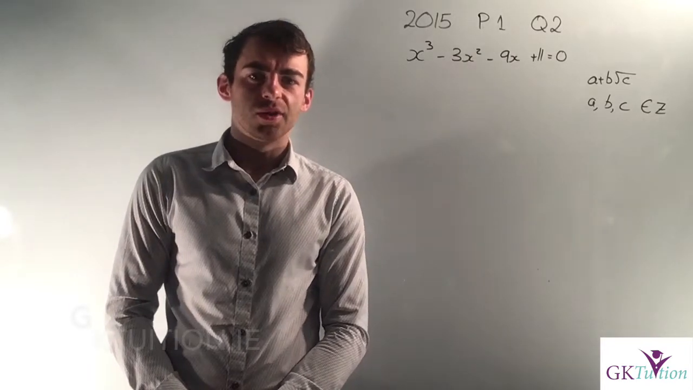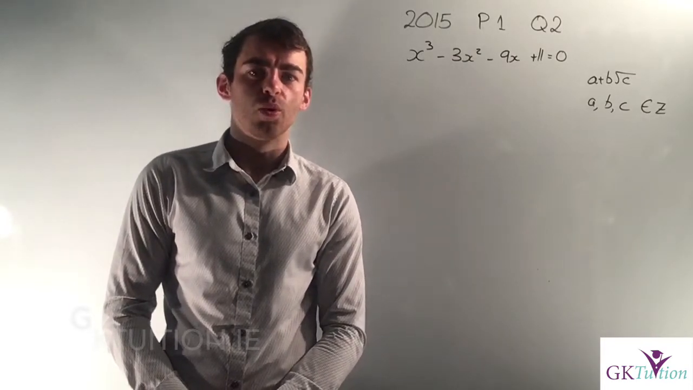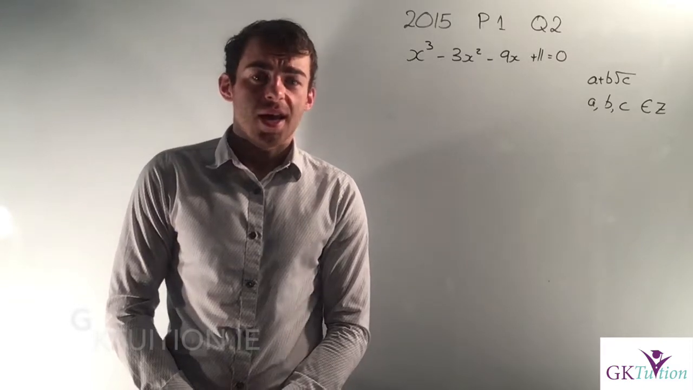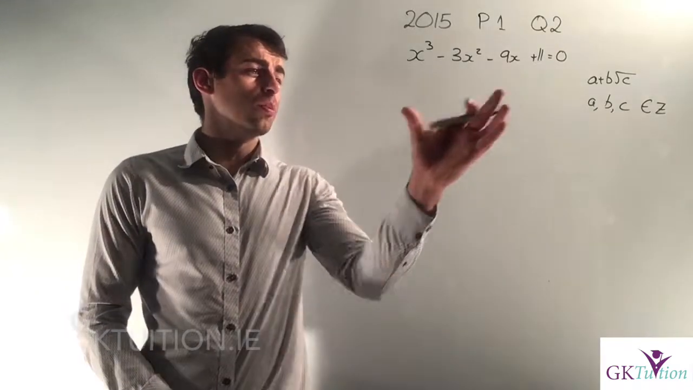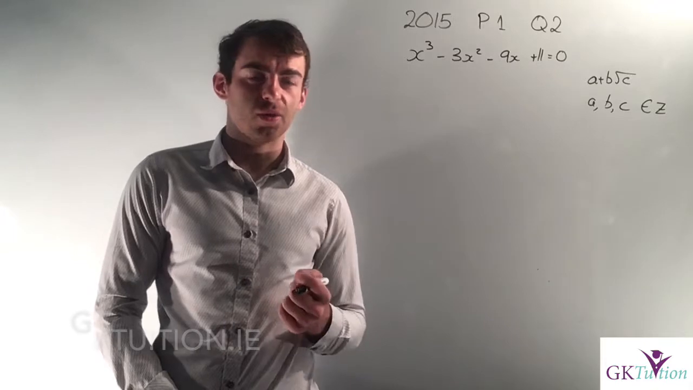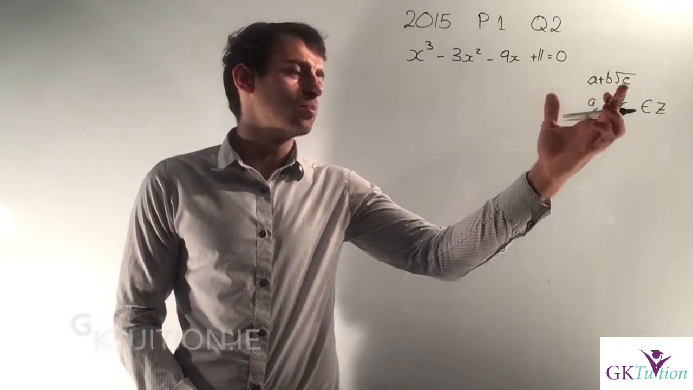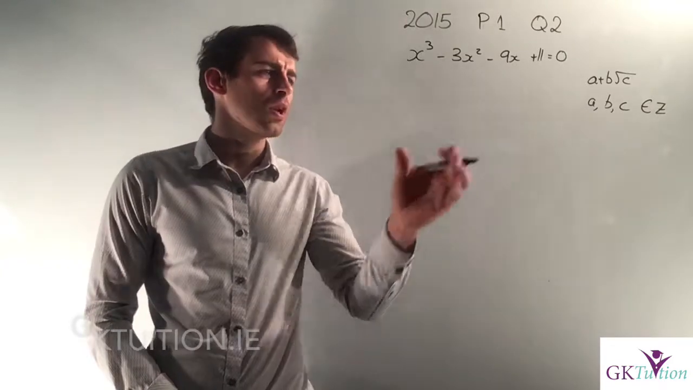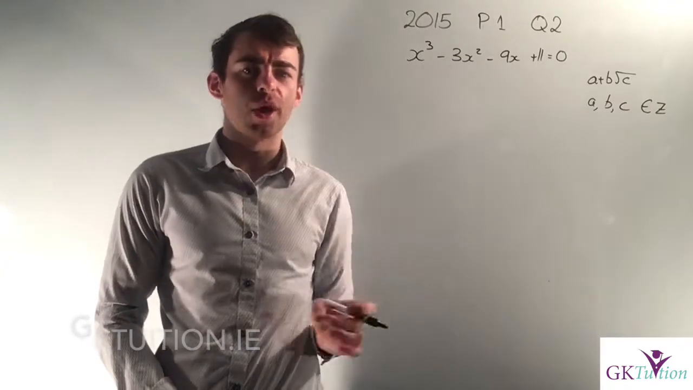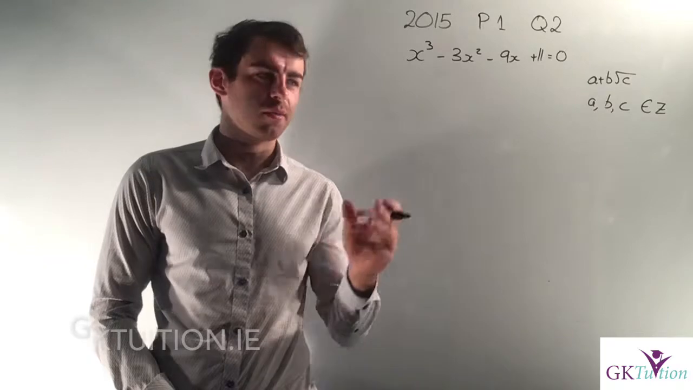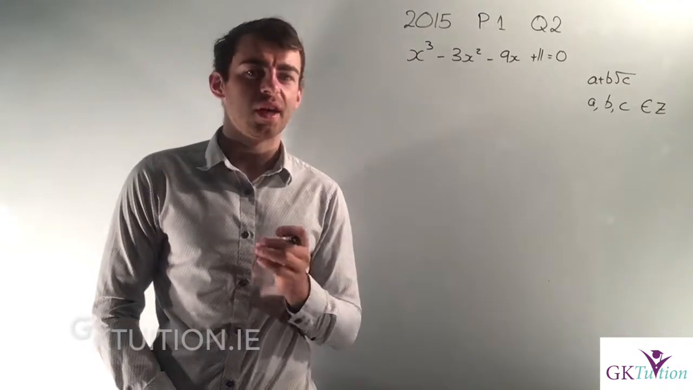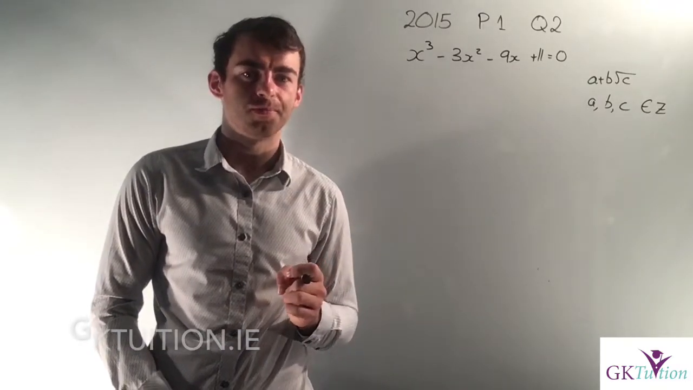Now the question I've chosen to go through is 2015 Paper 1 Question 2. In this question we're given a cubic equation and we're asked to solve the equation, and we're asked to leave any irrational numbers in the form of a plus b root c. Now you should know straight away that a cubic equation has 3 roots. So that means if I'm asked to solve this, I need to find the 3 roots of this cubic.